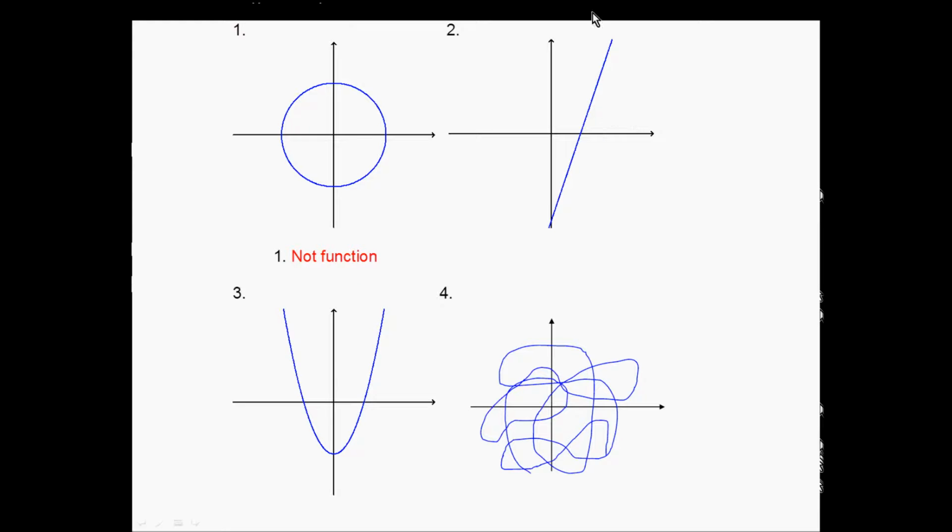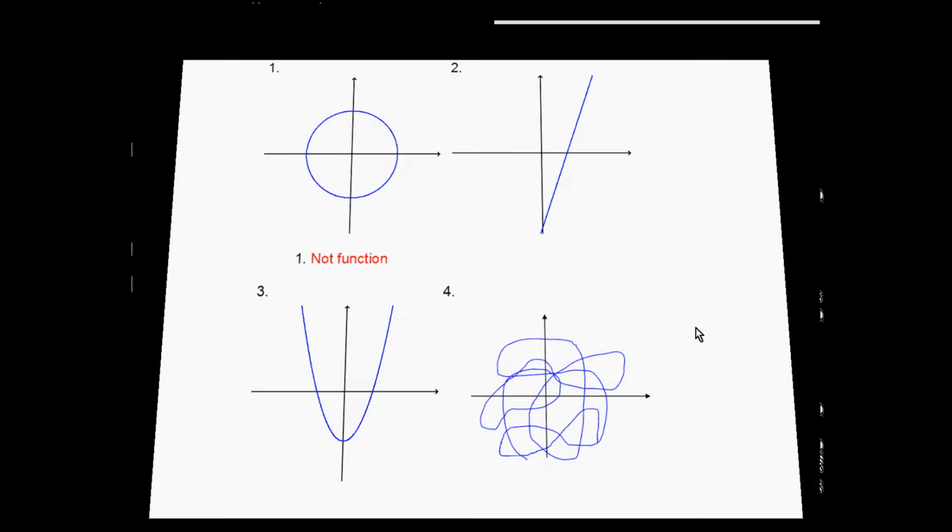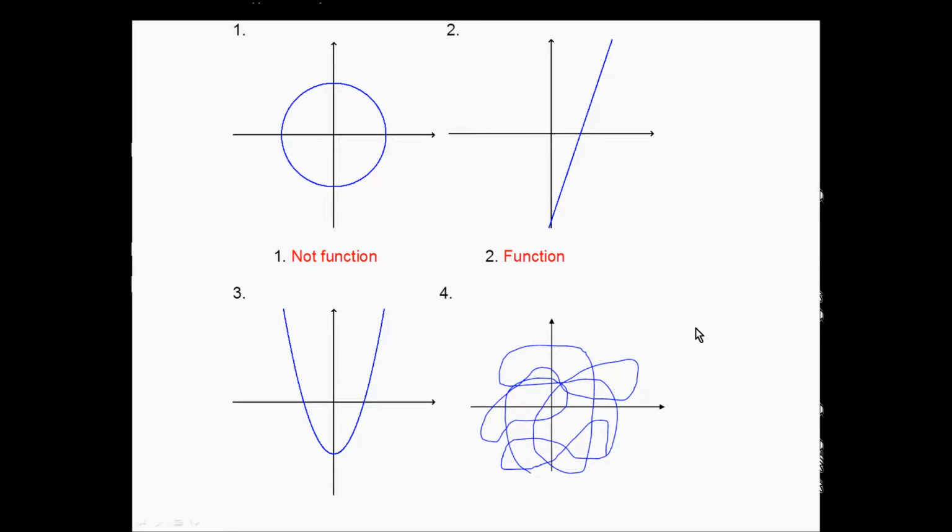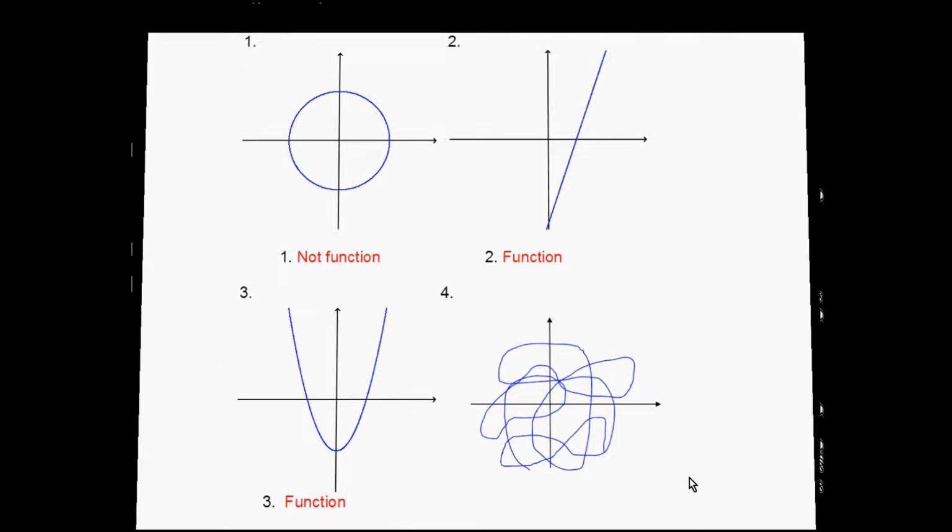Okay, my line. No matter where I draw a vertical line, it only hits it at 1 point. So, it is a function. It's called a linear function. The only type of line that will fail the vertical line test is a vertical line. So all non-vertical lines are functions. They're called linear functions. Okay, our run-of-the-mill parabola. It passes, so it's a function. Your basic scribble. Well, the y-axis hits this guy in a bunch of places, so this is not a function.